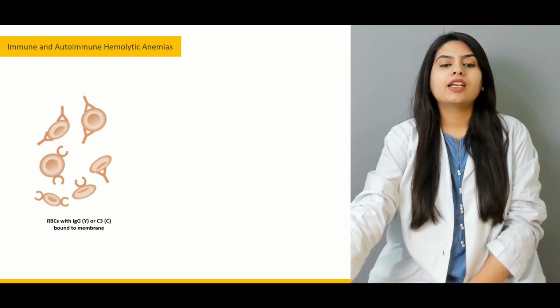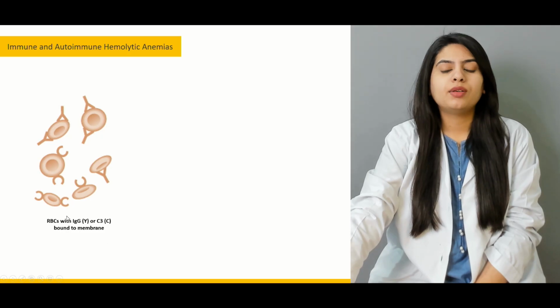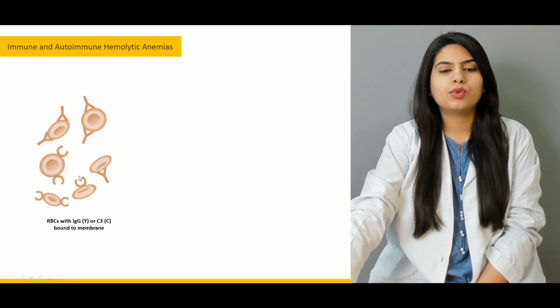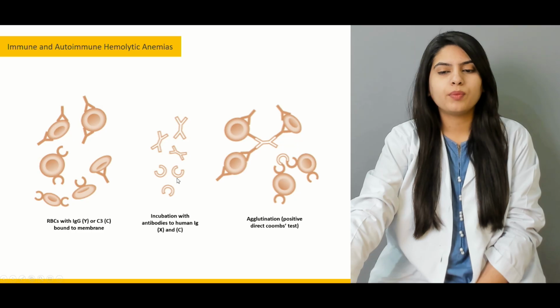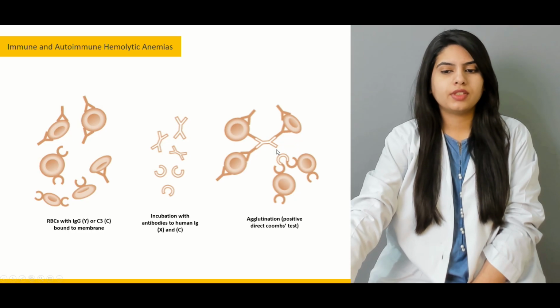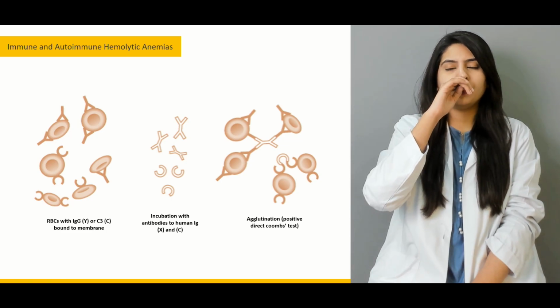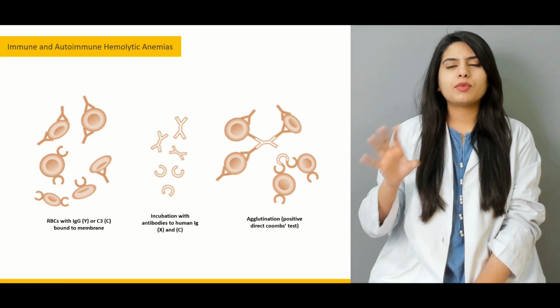Now, in this diagram, you can see these are the RBCs with IgG or complement C3 protein bound to these red blood cells. And these are incubated with antibodies to human Ig and complement proteins. And then there is the agglutination, a positive direct Coombs test. Now, before going into detail, this is about the Coombs test.